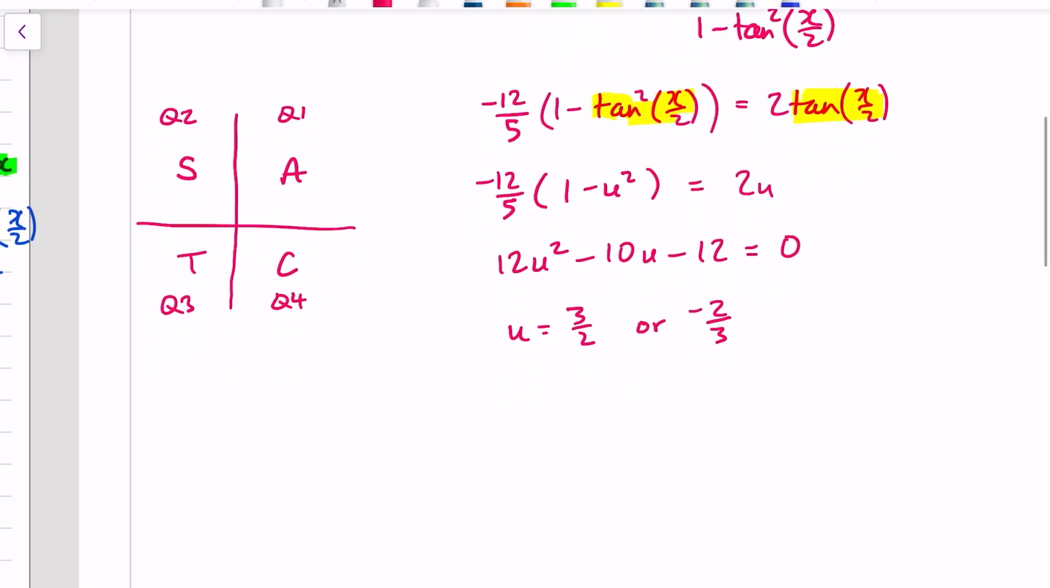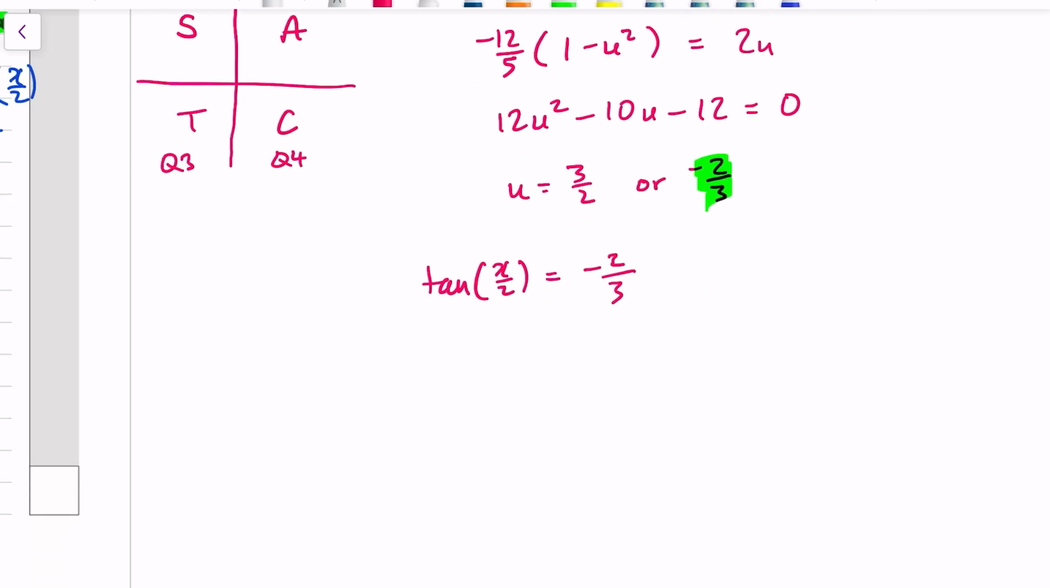So in this case, we're in quadrant 2, which means that our tan value, tan of x over 2, must be a negative number, and therefore tan of x over 2 is equal to negative 2/3. Often you'll rule out the negative, but be careful in trig ones you don't necessarily rule out the negative one.